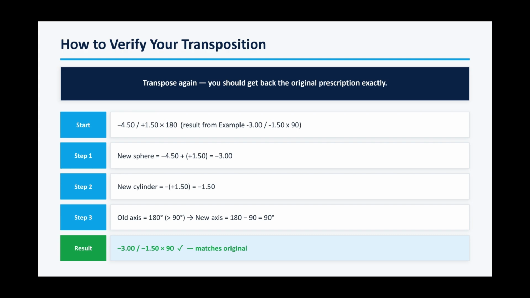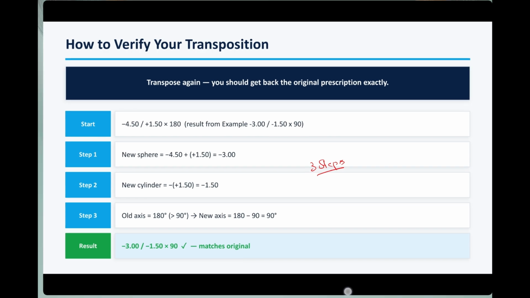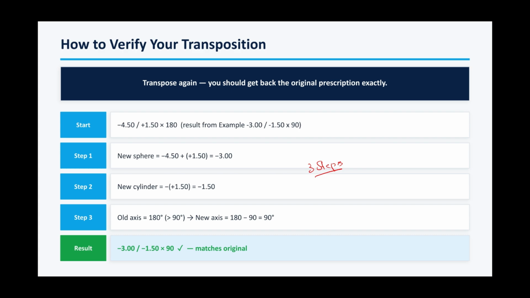Now, how do we verify that we have done it correctly? Okay, we know that there are 3 steps. We think that we have done the steps correctly, but how to verify that our end result is correct? Okay, so let's go back to one example that we solved. This was the example where the initial prescription was -3, -1.5 and 90. We transposed it and we got this value.